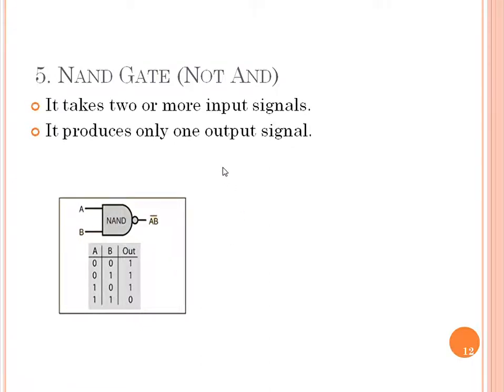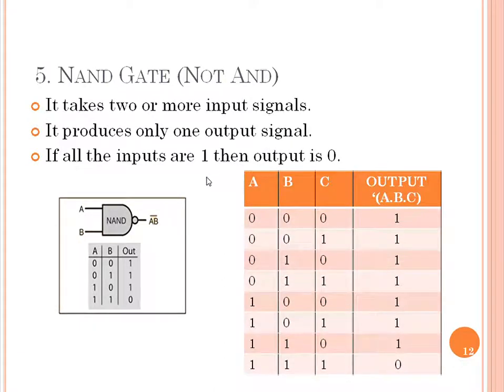The first 2 points once again would be similar to the other gates. The last point we come to: if all the inputs are 1, then the output over here would be 0, which is just the opposite case of AND. If we are studying the AND case, only when all the inputs are 1 do we get the output as 1, but here it is just the opposite case. When all the inputs are 1, we are getting the output over here as 0.